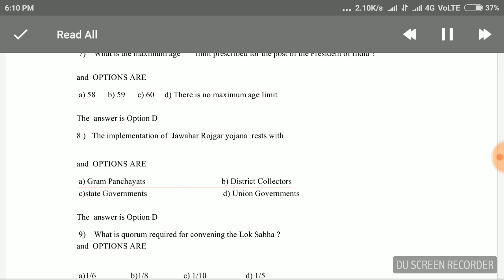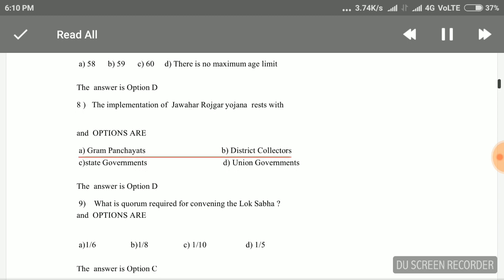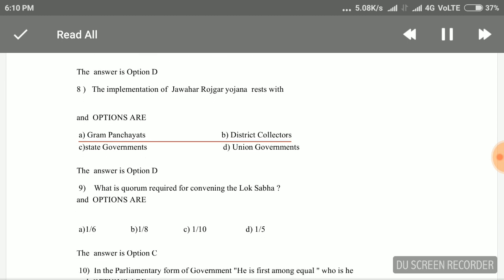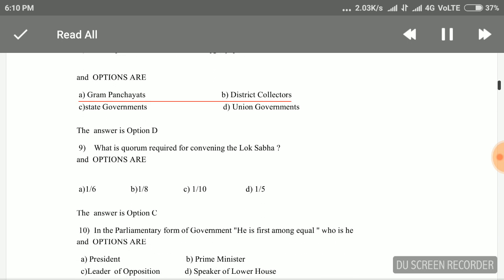9. What is the quorum required for convening the Lok Sabha? And options are A. 1/6, B. 1/8, C. 1/10, D. 1/5. The answer is option C.